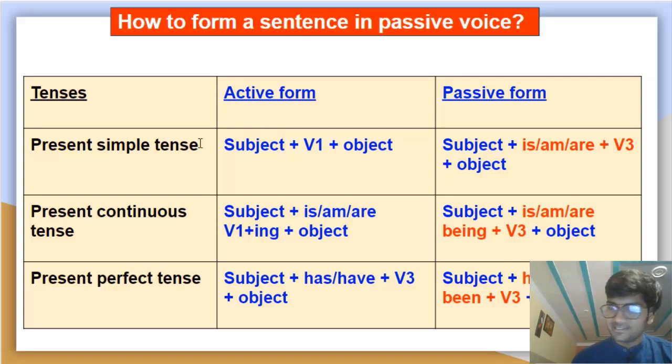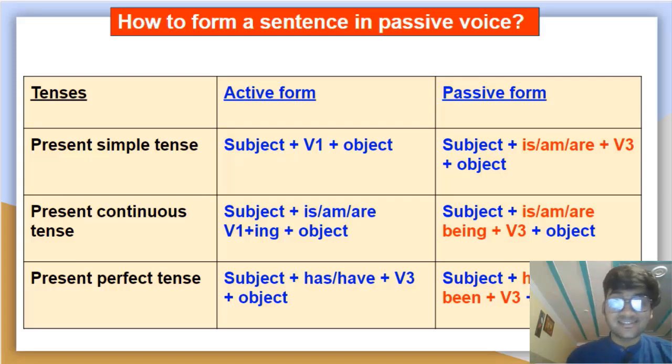So in simple present tense, this is the structure of an active voice. Subject followed by V1 followed by object, and the passive form is subject followed by is, am, are according to the subject, all right, followed by V3 followed by the doer of the action if you want to talk about it, right? Present continuous tense, subject is, am, are, V1 plus ing plus object. Passive form, subject plus is, am, are plus being plus V3 plus object. Present perfect tense, subject plus has, have plus V3 plus object. Passive form, subject plus has, have plus been plus V3 plus object.